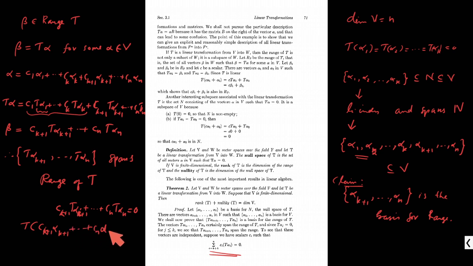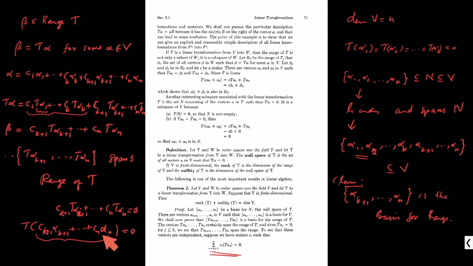cn alpha n equal to 0. Since T is a linear map, you can consider this expression as T of this. What do you mean by this? T of something is equal to 0. This shows that this is an element of the corresponding null space of T, because the image of this vector is 0.